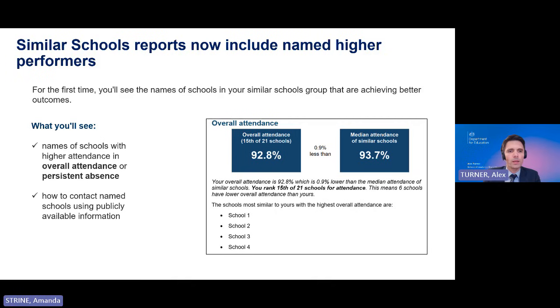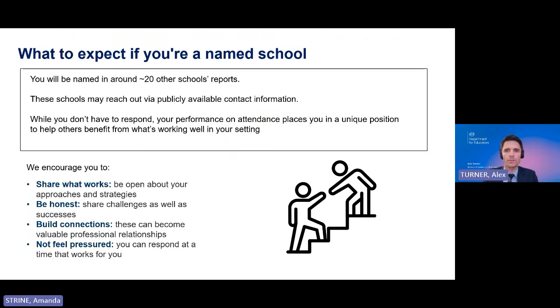But for now, I just wanted to pause on those of you here who may be being named as one of the higher performing schools in the groups. So let's talk about what you might expect. If you could go on to the next slide, please. Firstly, to reassure you, higher performing schools won't be named in hundreds of reports. It's likely you'll be named in around 20 other schools' reports. These schools may reach out to you via publicly available contact information, or in many cases, you may already know them and have an existing relationship with that school. While you don't have to respond, your performance on attendance places you in a pretty unique position to help others to benefit from what's working well in your setting.